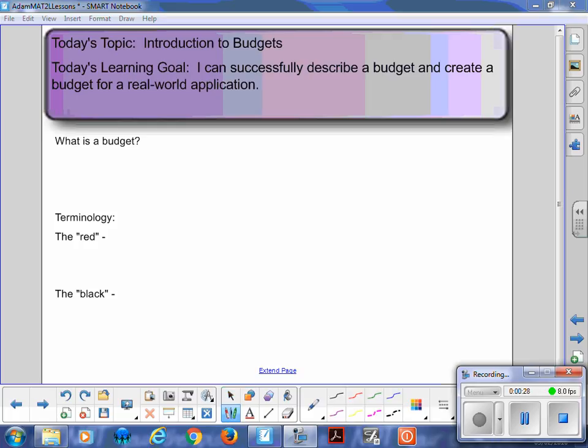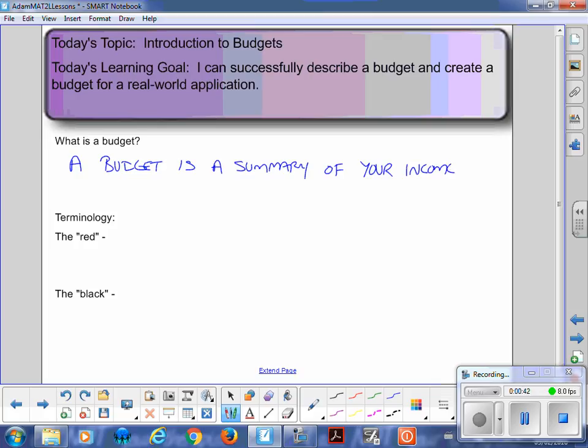A budget is a summary of your income and expenses. All right, so it's a nice, tidy summary of all the money that you have coming in, and it shows all the money that's going out, so your expenses. So it's usually in a chart form, and I'm going to go through a couple of examples in a second.